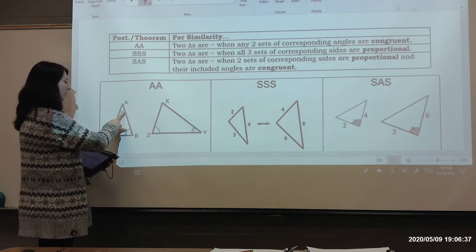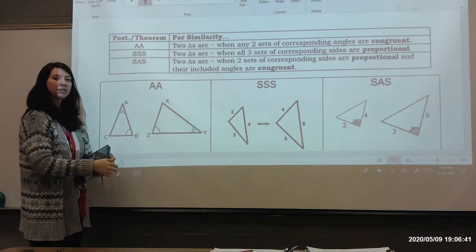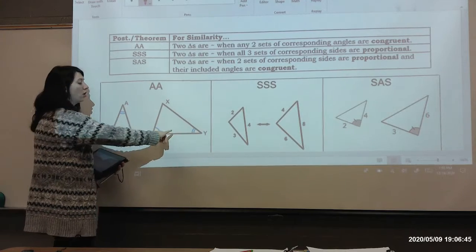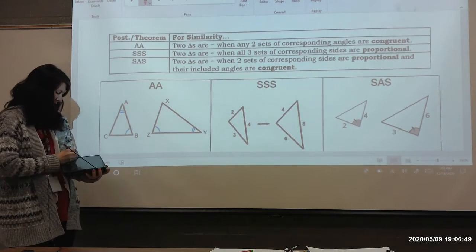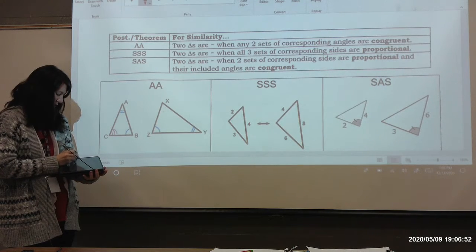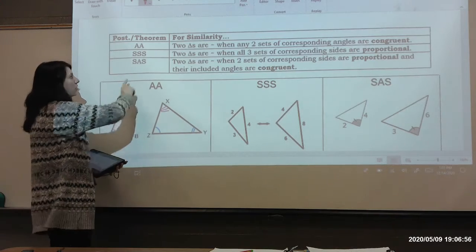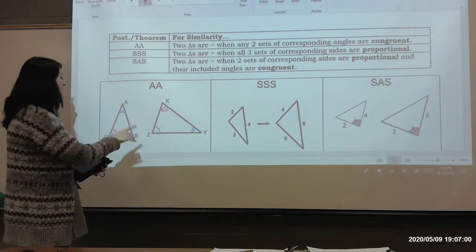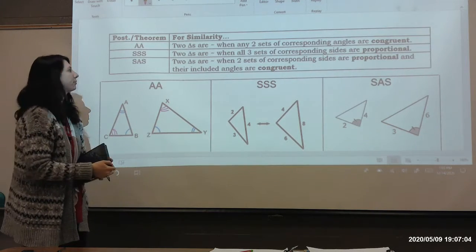All right? Because all triangles have to add up to 180 degrees between their 3 angles, if we can show that 2 angles are congruent, the third one has to be congruent in order to add up to 180 in both triangles. So I could actually mark this one, but I don't need to. 2 angles are enough to say that these 2 triangles are similar by angle, angle. If their angles are the same, then they automatically are similar triangles.